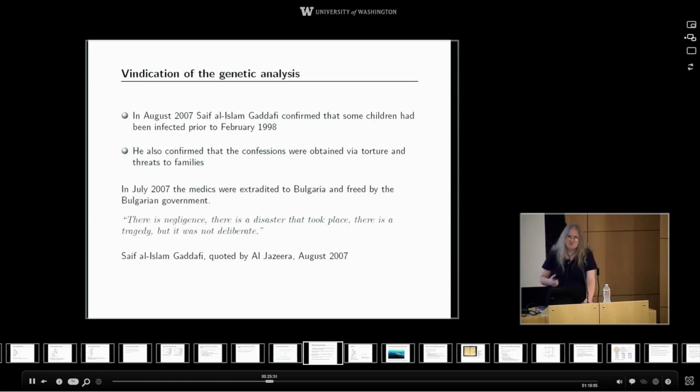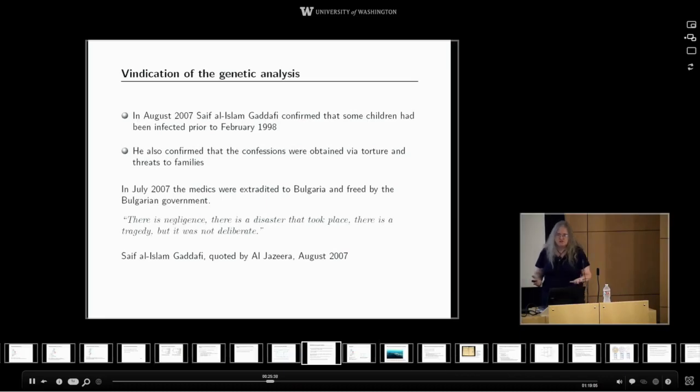So, subsequent to that, Libya officially acknowledged that while there was negligence, there was a disaster that took place, there was a tragedy, and this is all true, but it was not a deliberate act.